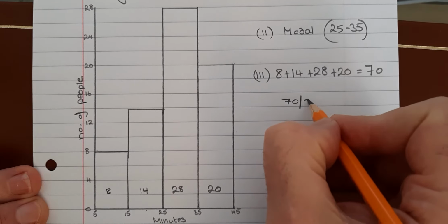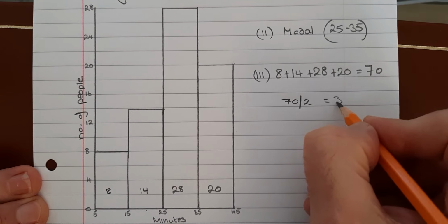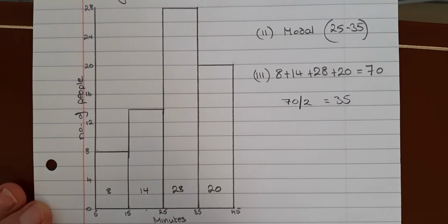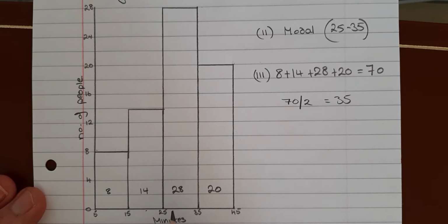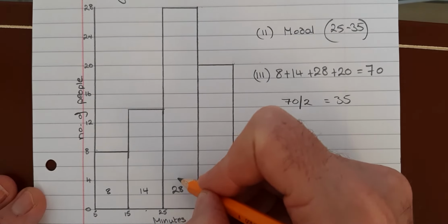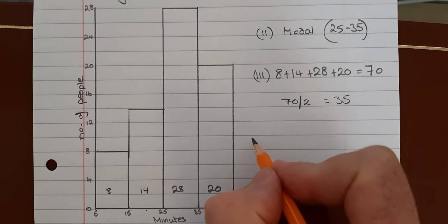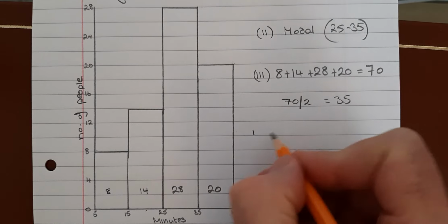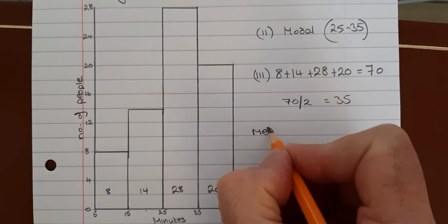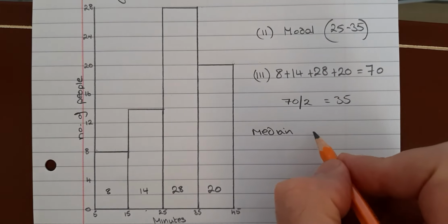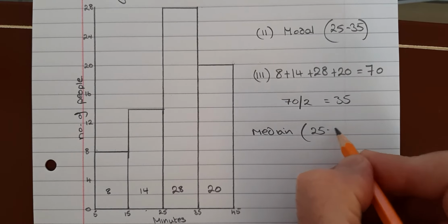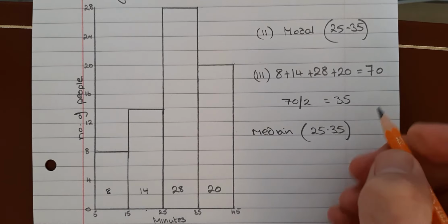Halfway, we divide by 2. And that gives us 35. So we need to find where the 35th person lies. So 8 plus 14 is equal to 22, plus 28 is equal to 50. So the 35th person lies in this interval here. So the median lies between the 25 and 35 minute interval.